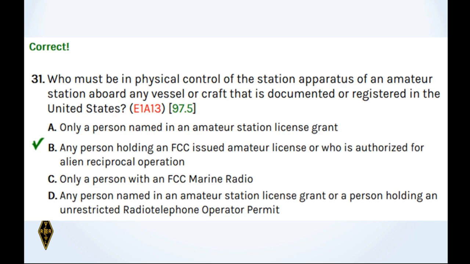And who must be in physical control of a station apparatus of an amateur station on a U.S. vessel? Any person holding an FCC-issued amateur license or who is authorized for alien reciprocal operation. If they could operate in the United States, then they can operate an amateur station on board a U.S. flag vessel. 31B.